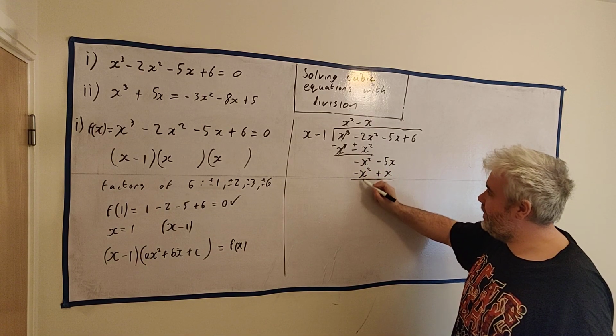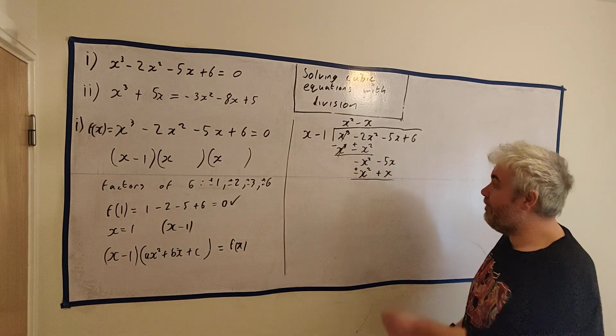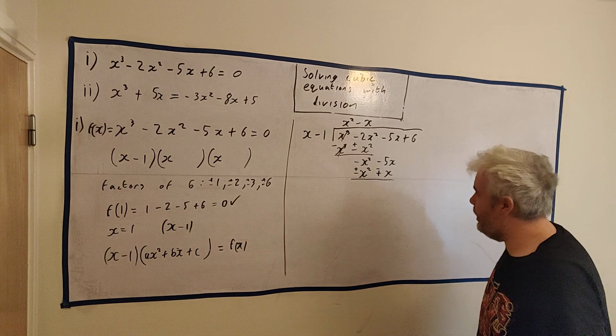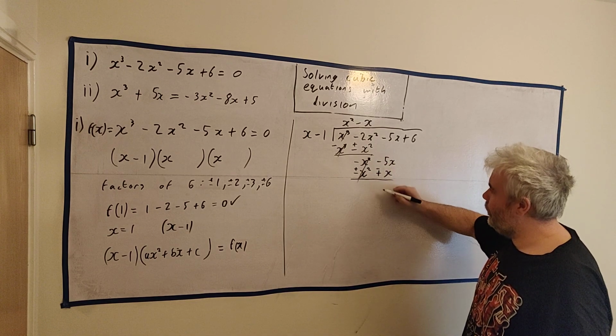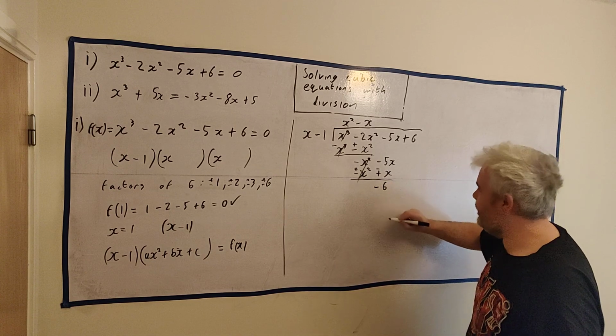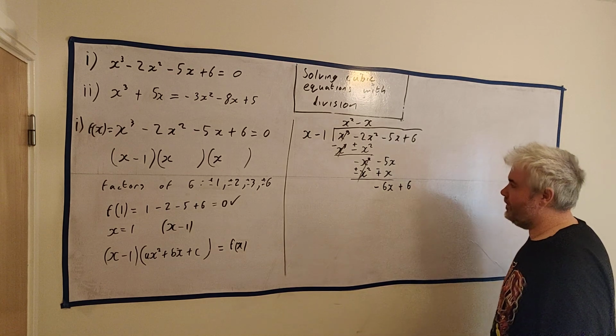Let's go ahead and take this away. Take away minus x squared, it becomes a plus. If I change the sign, I better change both. So this one cancels. We get minus 5 minus 1x. We get minus 6x. And let's add on the next 6.